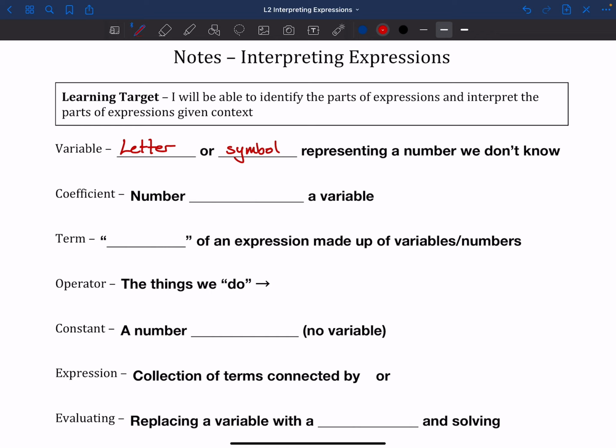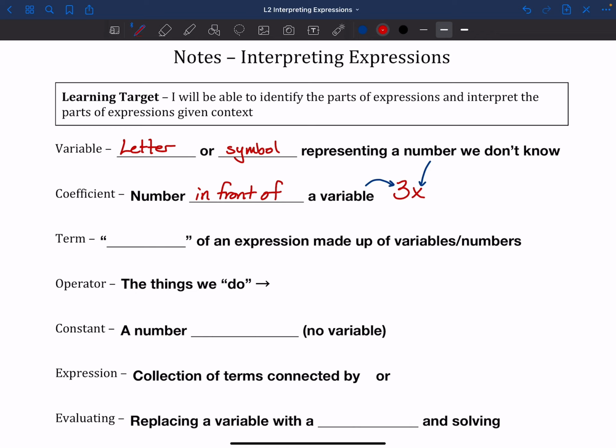A coefficient is the number in front of a variable. So for example, if I had something like 3x, the 3 is the coefficient. The x is the number we don't know. That's our variable there. So we've got a little different piece on each.